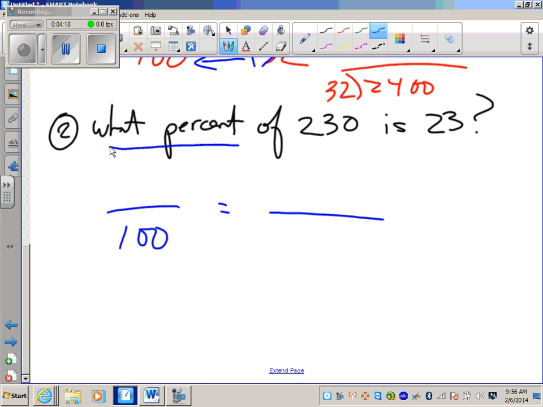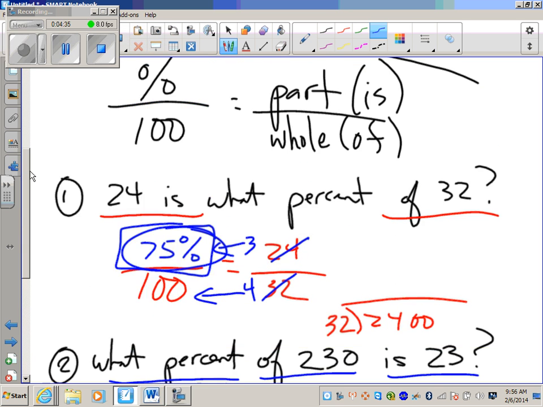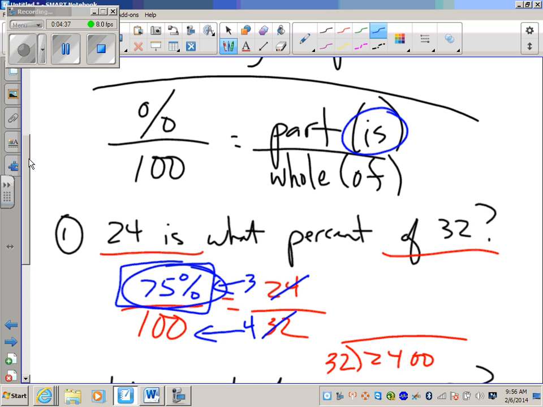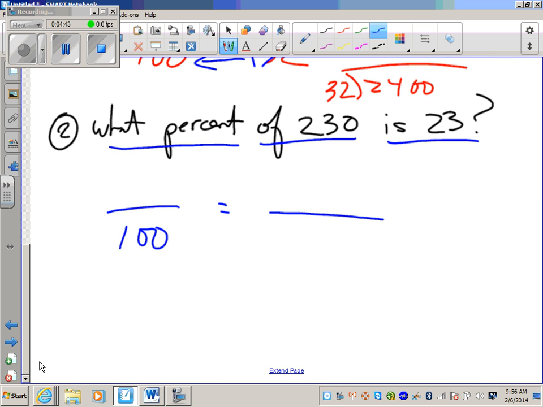So what percent? I don't have any of these numbers that have a percent sign after, so this one's going to be blank. I've got an of 230 and it is 23. Which one goes on the top? Which one goes on the bottom? I've got an is, an of, right? That's why I put those words there for you. It helps. Okay, so you want to go the other way. You want to say 23 and 230, right?